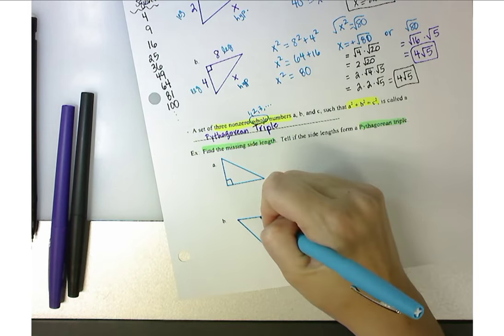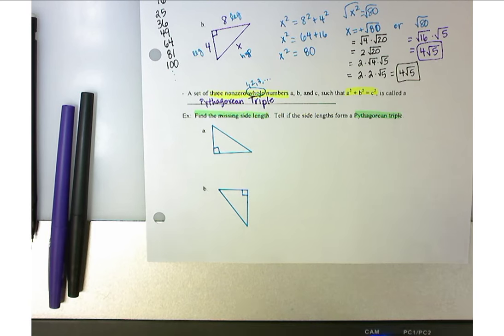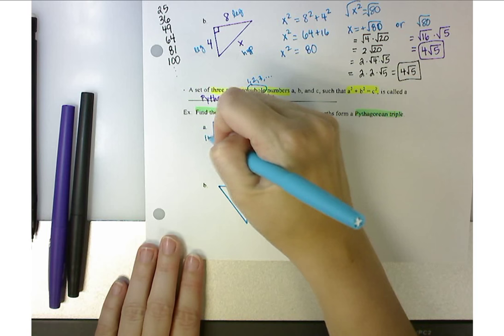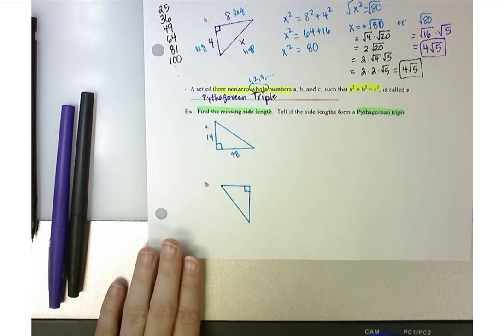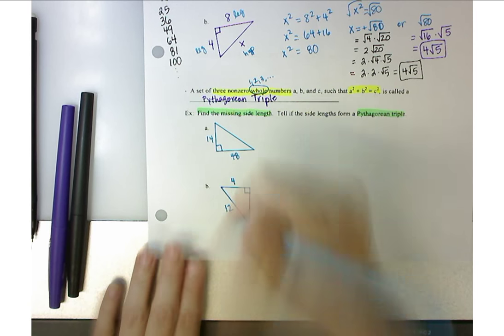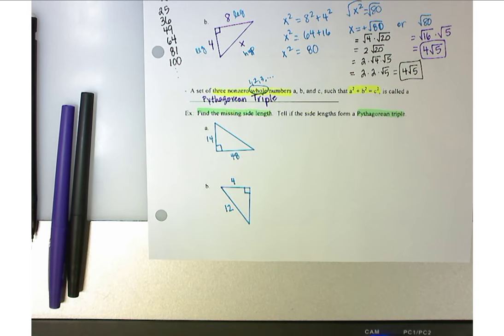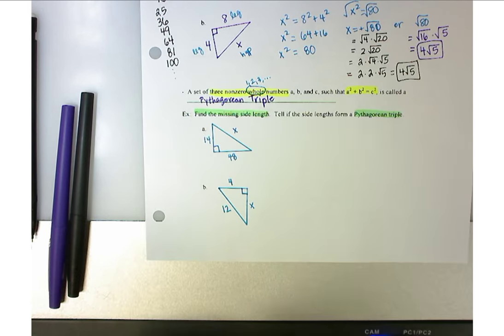Okay, so here are our 2 triangles for A and B. So here we have 14, here we have 48. Notice that your triangles are not drawn to scale. Okay, so we can't just go on the look of them. So we can't just look at them and say, oh, that's the longest, that's the shortest. And here is our X, and here is our X.